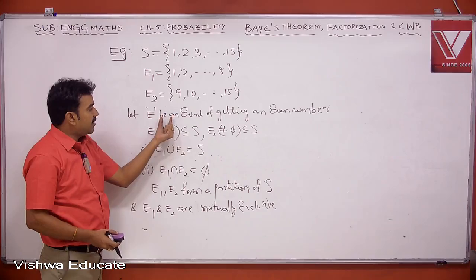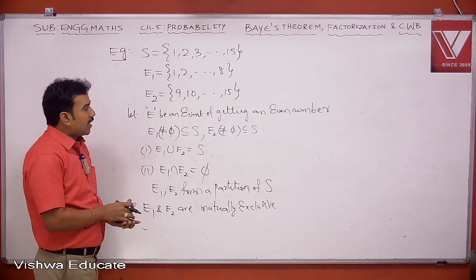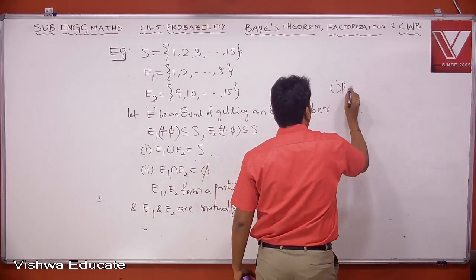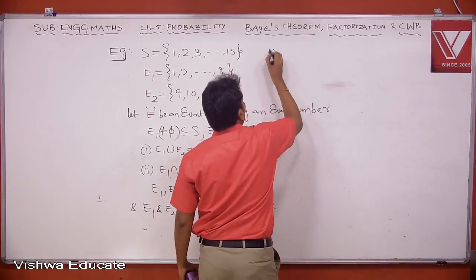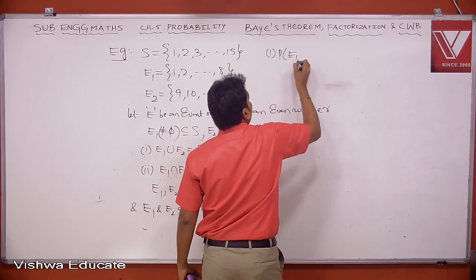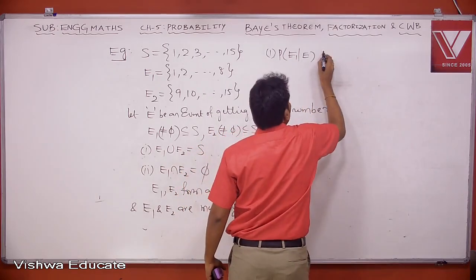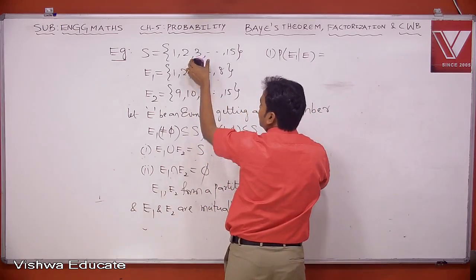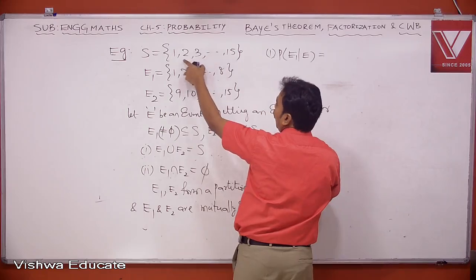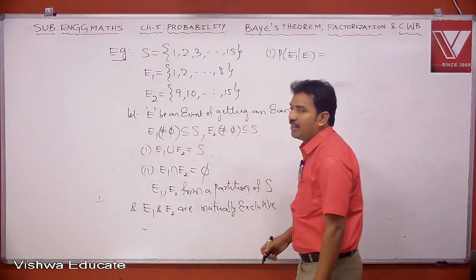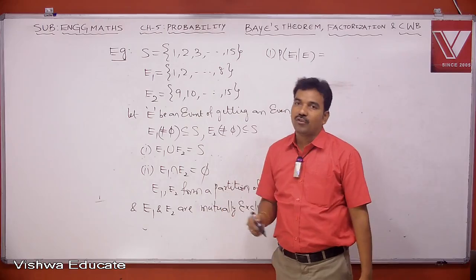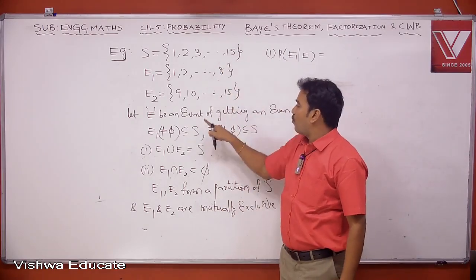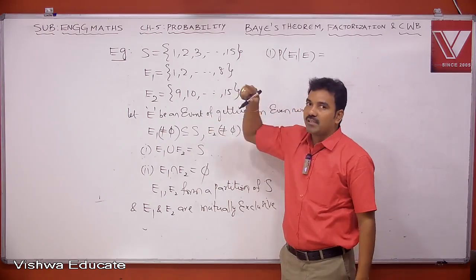Now what is E? An event of getting an even number. Let us calculate this expression, P of E1 given E. That means the event E has already occurred, because in this case we have even numbers. What is the probability of getting E? How many even numbers are there from 1 to 15? 2, 4, 6, 8 and so on up to 14. So 7 numbers are there. So the probability of getting an even number from this sample space is 7 by 15.